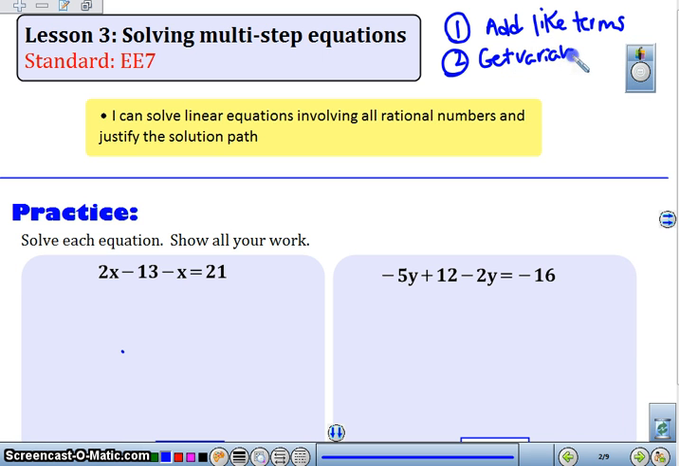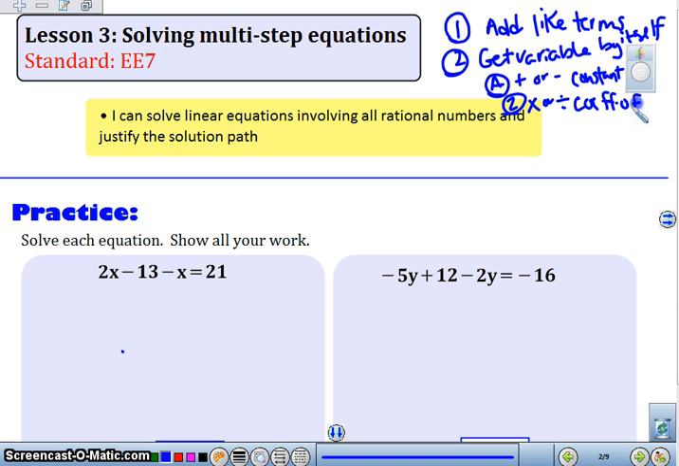Well, when we are getting our variable by itself, what that really means is our first goal, as we've been solving since the beginning of this unit: first, we're going to add or subtract the constant, so get that number away from the variable. Then the second step to finish solving is always to multiply or divide by the coefficient of our variable. If you can't read my writing, at least you can hear it.